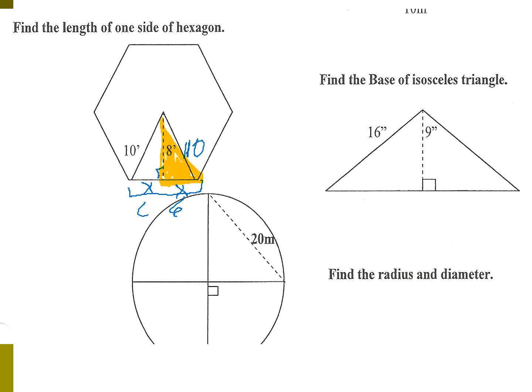That means the other X is 6, so this whole bottom piece would be 12. Every side of the hexagon would be 12 if it matched all the way around like that. Okay? I won't give you a test on that, but just know that's where we're going with it.